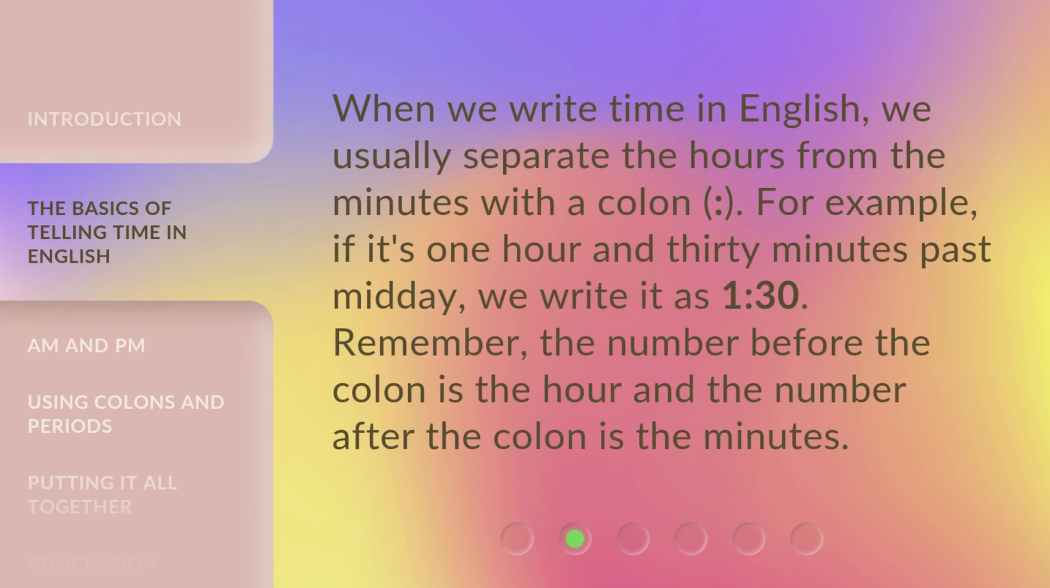When we write time in English, we usually separate the hours from the minutes with a colon, smiley face. For example, if it's 1 hour and 30 minutes past midday, we write it as 1:30. Remember, the number before the colon is the hour and the number after the colon is the minutes.